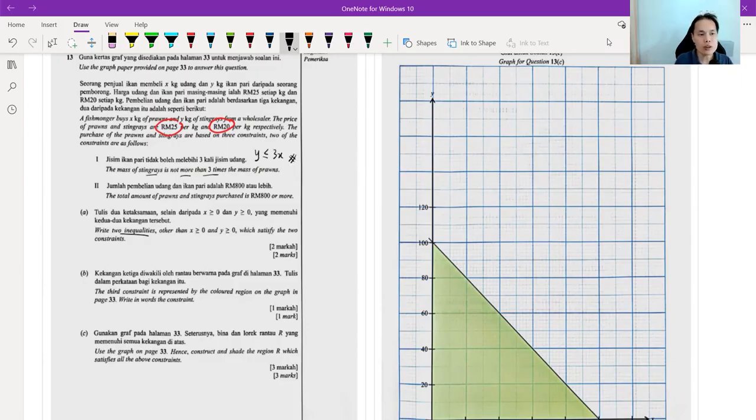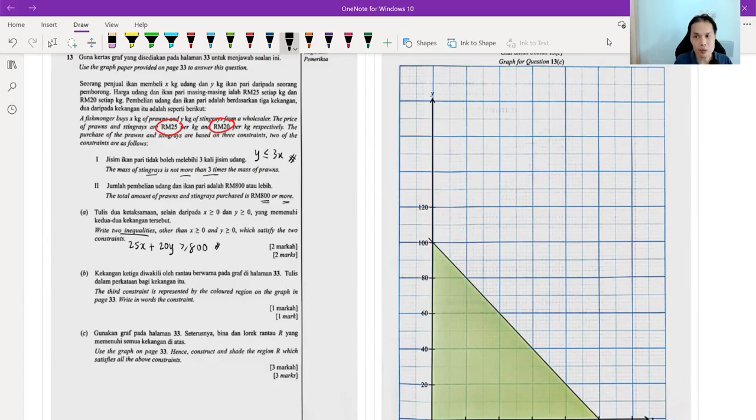Okay, second one, the total amount purchased is 800 ringgit or more. So you know, a kg of prawn is 25 ringgit, so 25 times x. 1 kg of stingray is 20 ringgit, so it's 20 times y. So that's the total amount you spend in purchasing the prawn and stingray. And this amount must be greater than or equal to 800.